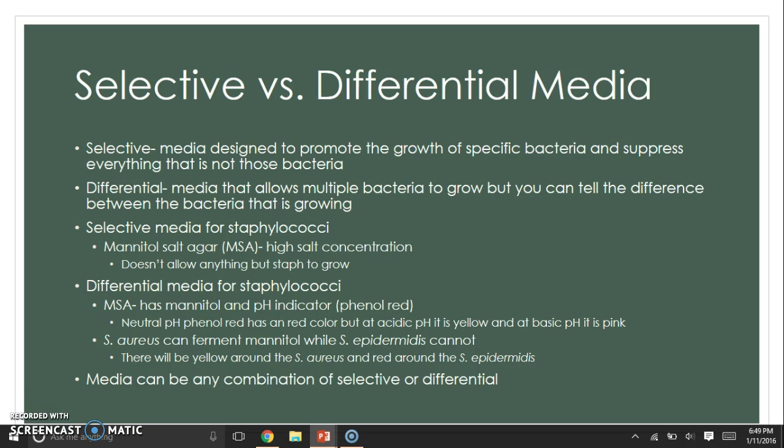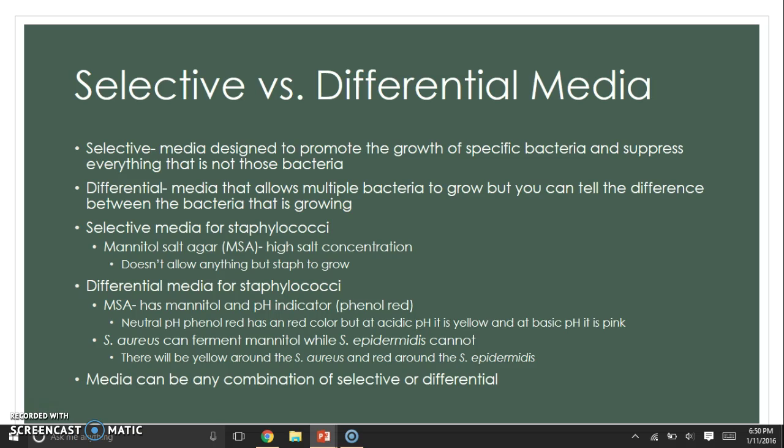So if you have an E. coli cell and something else, they both can grow in the media, but one is blue when it grows and one's purple when it grows. So you can identify which one's E. coli and which one is not E. coli based off of the color of the colony. That's just an example. I just made that up. That probably doesn't exist. But anyway, we will be using a selective and differential media in this lab.